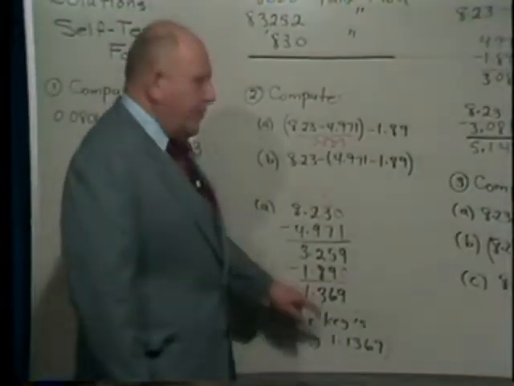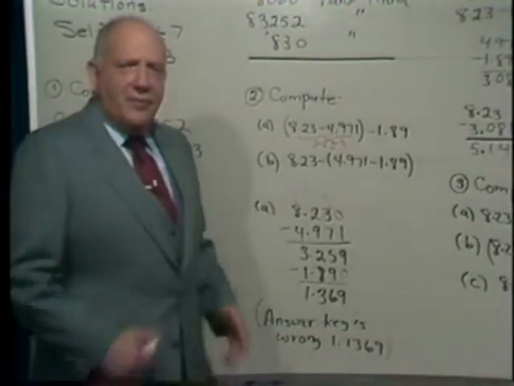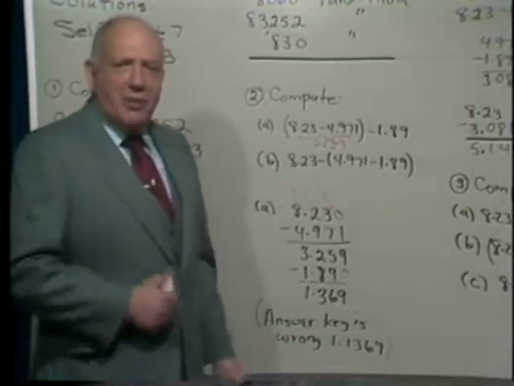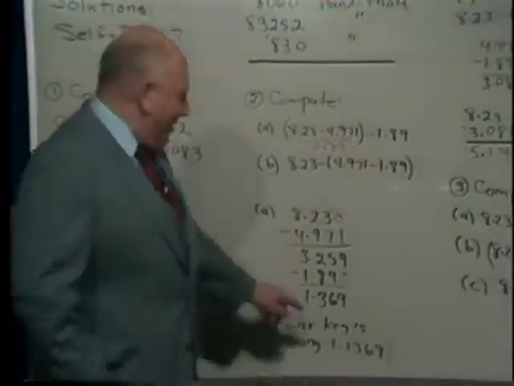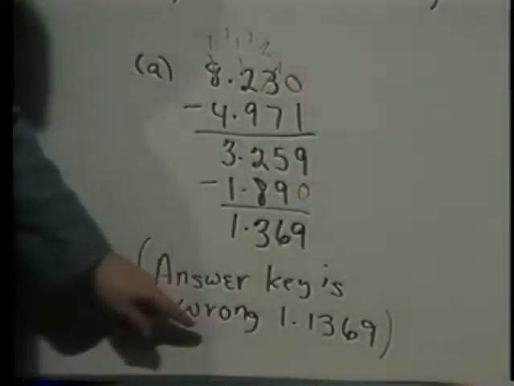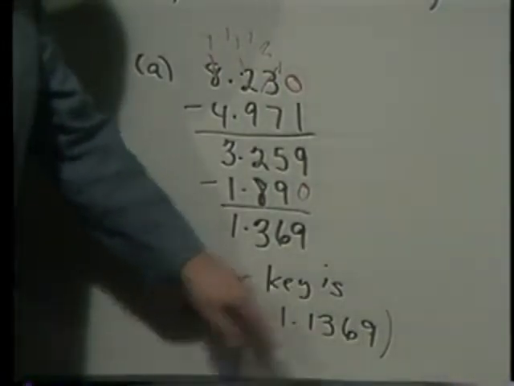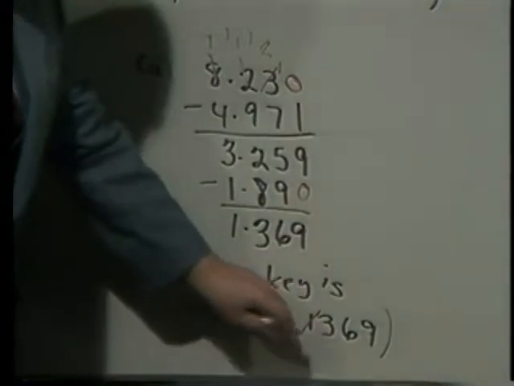The answer is 1.369. In typing the answers to the first addition, I have to blame the guy who did it. I don't like to tell people it was me. It was I. But basically, in typing, I put in an extra 1. The answer key to this problem is wrong. The answer in the answer key appears as 1.1369. That 1 shouldn't be in there.